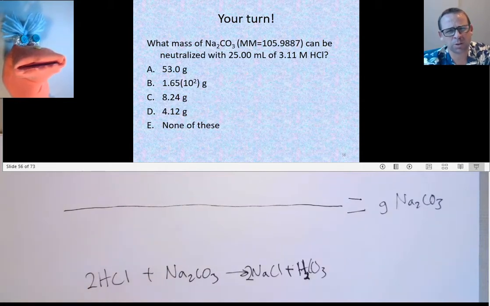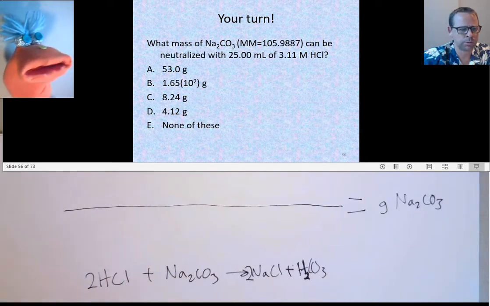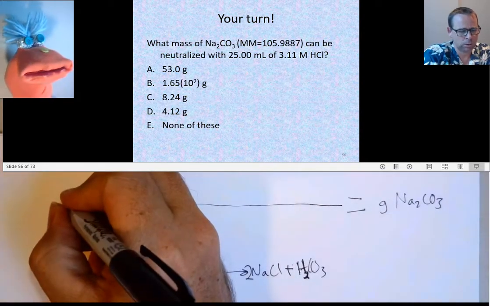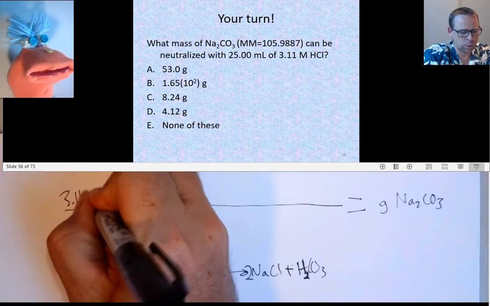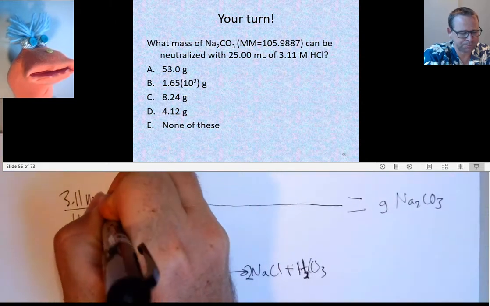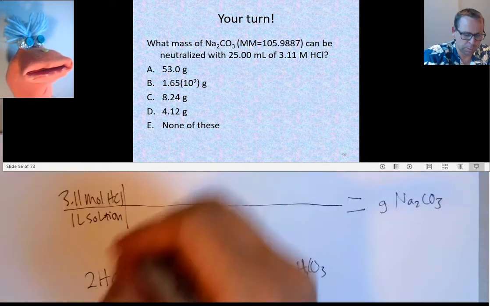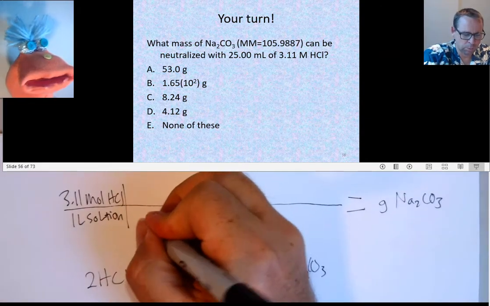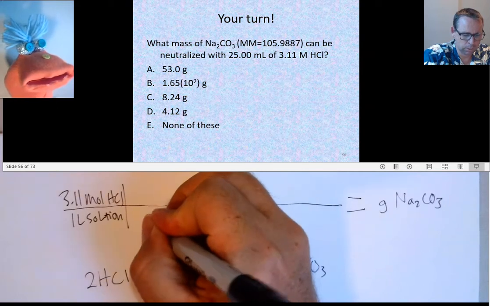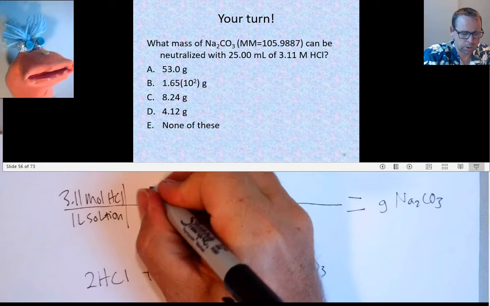Now, where did they give us moles of HCl to start with? 3.11 molar is moles of HCl per liter of solution. So should we start that here? Yeah. 3.11 moles of HCl for every 1 liter of solution. Very good. So now I can go from moles of HCl to where? Moles of sodium carbonate. Very good.